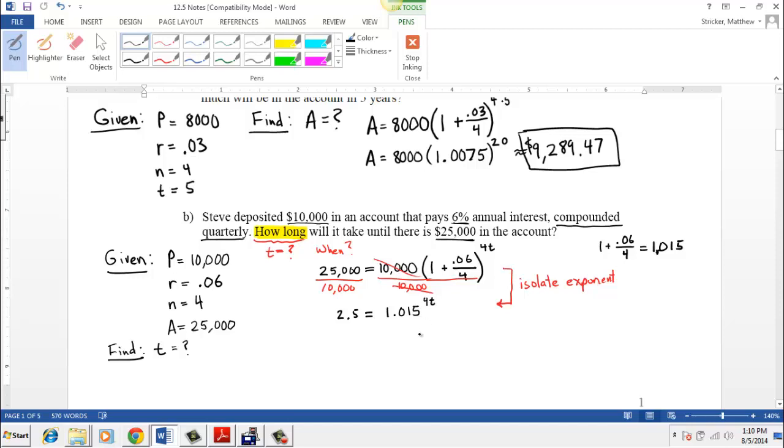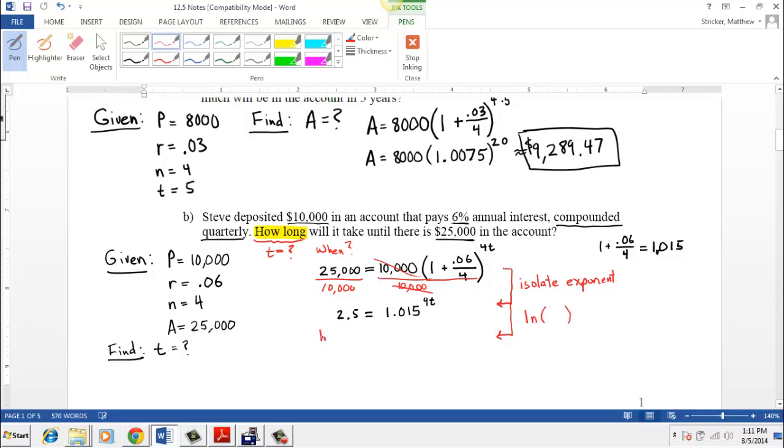Now, if you remember back to the previous section, section 12.4, we had a step that helped us get this 4t out of the power. You remember what it was? We wanted to apply the natural log, or it could be any old log. I generally choose the natural log. We want to apply that to both sides.